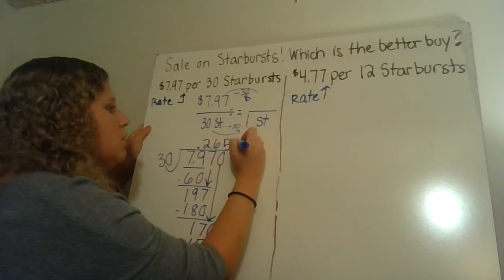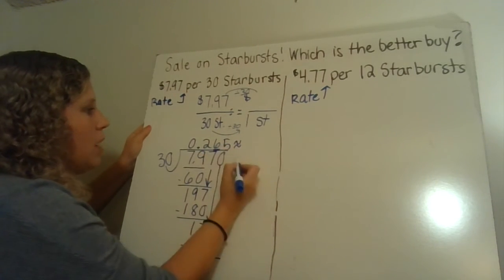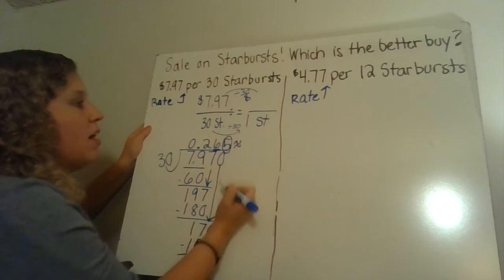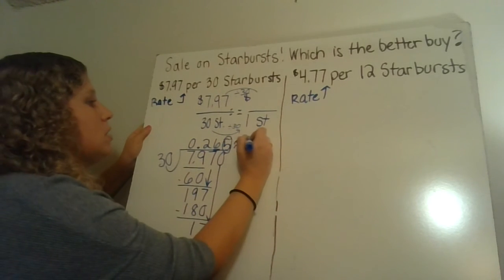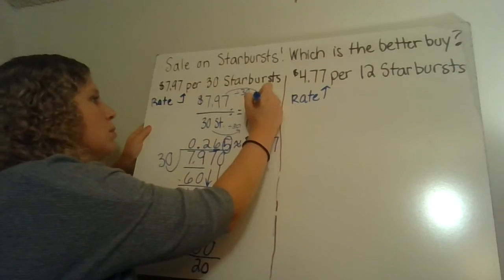So if I wanted to round this, because we're talking about money, I need to go to the hundredths spot. So that means I need to look at the 5. 5 and above, give it a shove. So this is actually going to be about 27 cents for 1 Starburst.